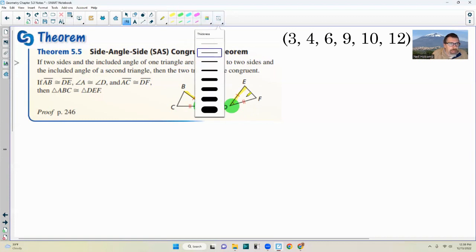and AC, which is this side right here, is congruent to DF. Notice we have a yellow and a blue line segment meeting at a vertex D, and we have a blue line and a yellow line segment meeting at the vertex A, and all three pieces are congruent, then we can say the triangles are congruent. The lengths of these two sides plus this angle measure will force the remaining angles and sides to be congruent to the other triangle. And the proof is on page 246.